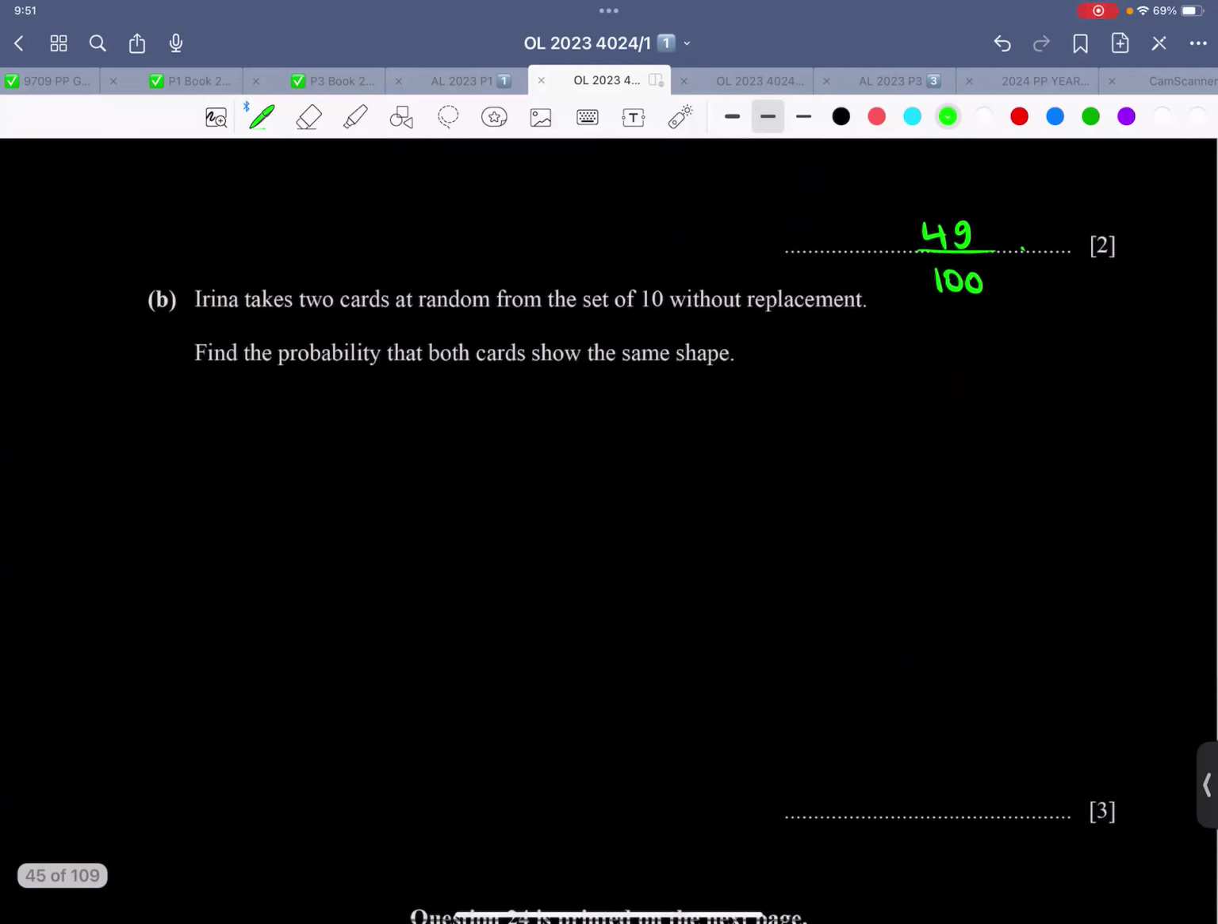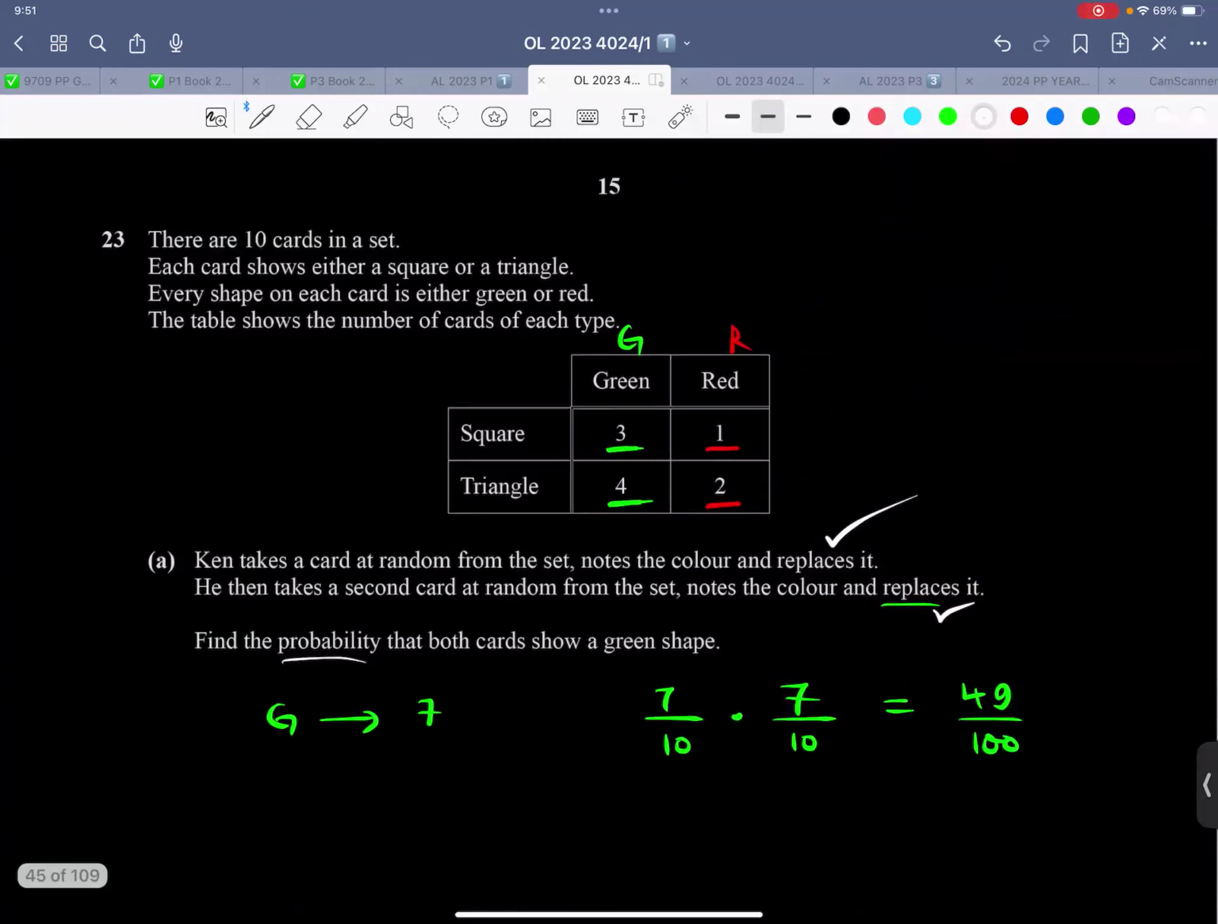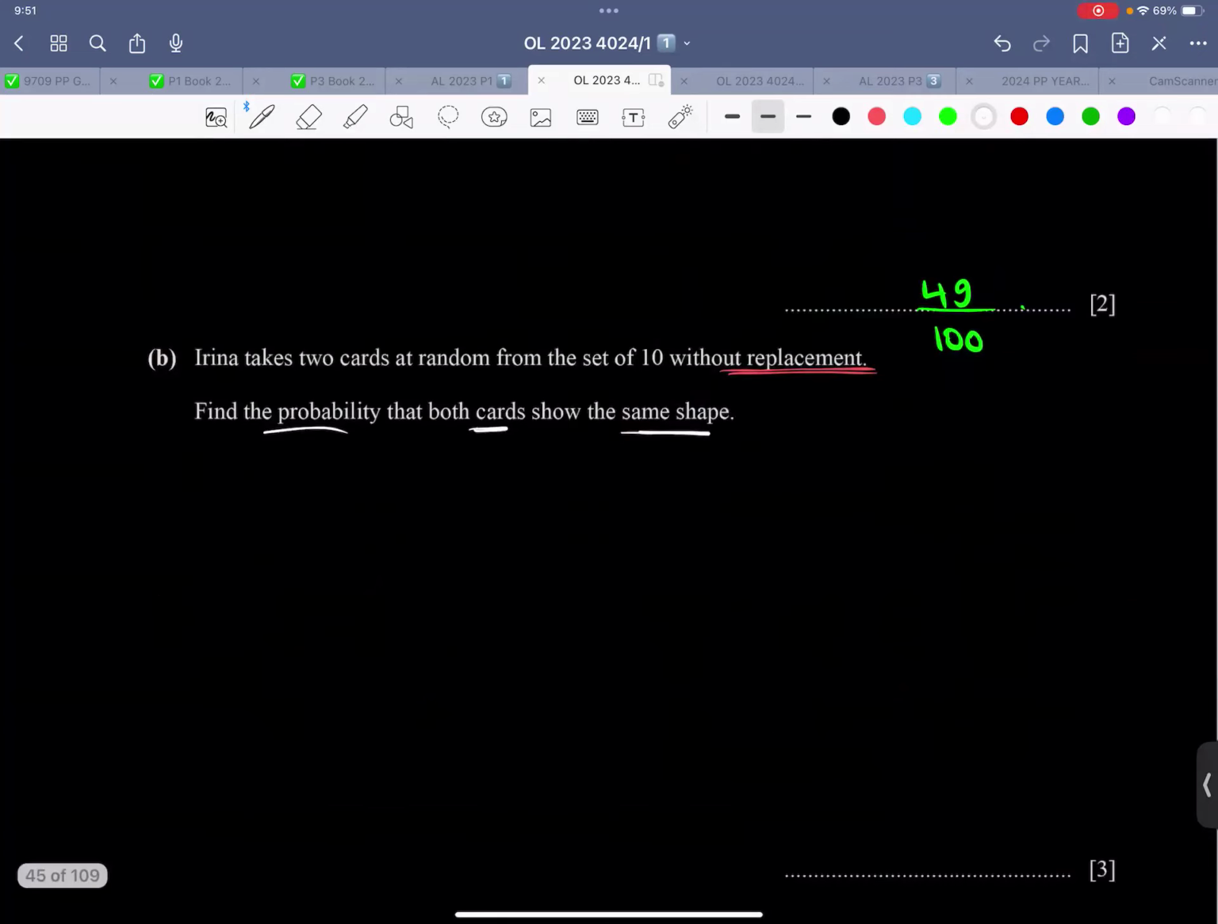Now it says Irina takes 2 cards at random from the 10 cards, and this is without replacement. Now it says find the probability both cards show the same shape. Now if I talk about square, 3 plus 1 is 4. If I talk about a triangle, that is 6. So it could be square, square, or it could be triangle, triangle.